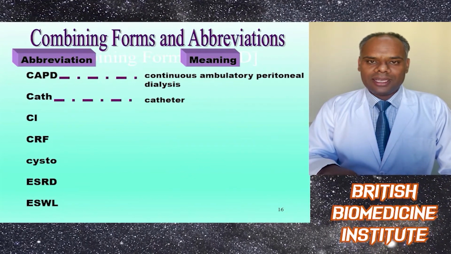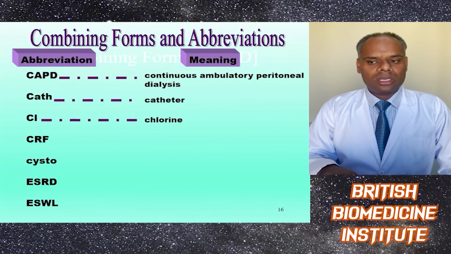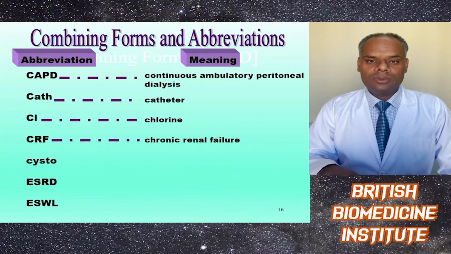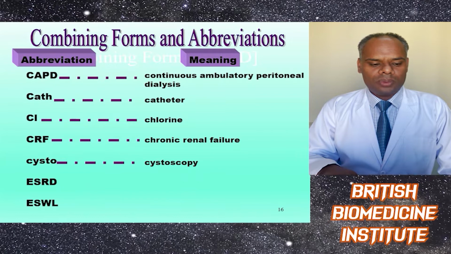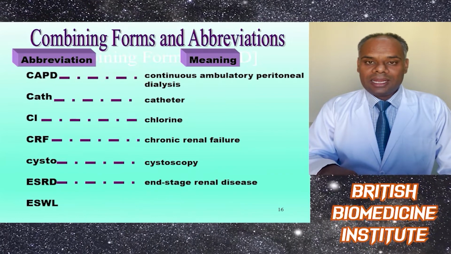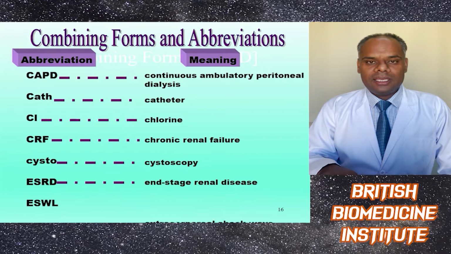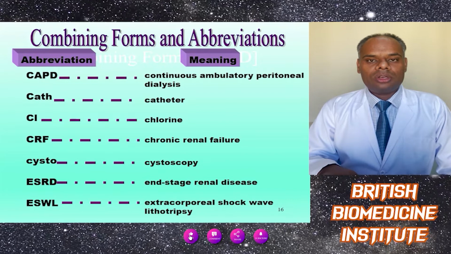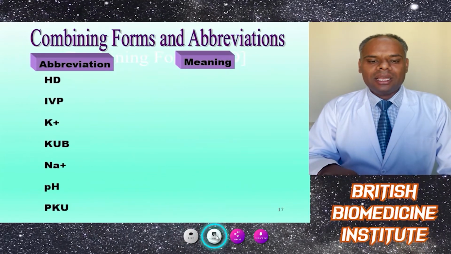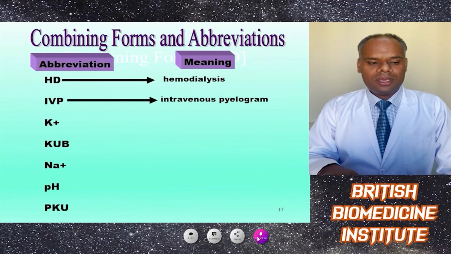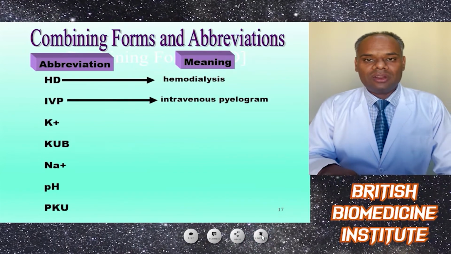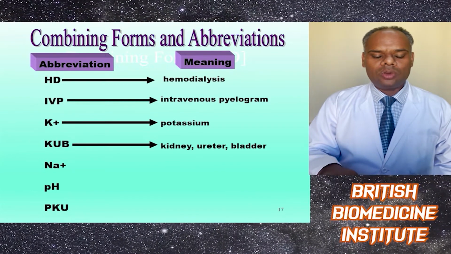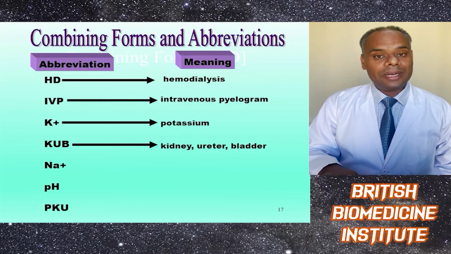Cath is catheter. Cl is chlorine. CRF is chronic renal failure. Cysto is cystoscopy. ESRD is end-stage renal disease. ESWL is extracorporeal shock wave lithotripsy. HD is hemodialysis. IVP is intravenous pyelogram. K plus is potassium. KUB is kidney, ureter and bladder.